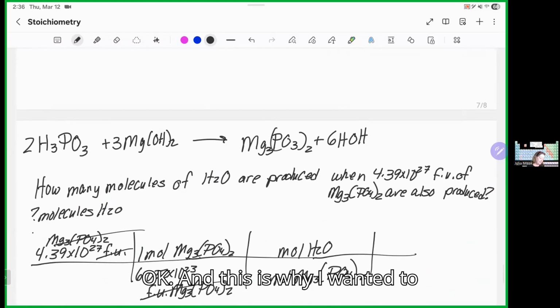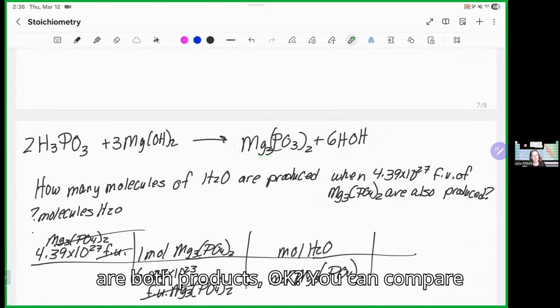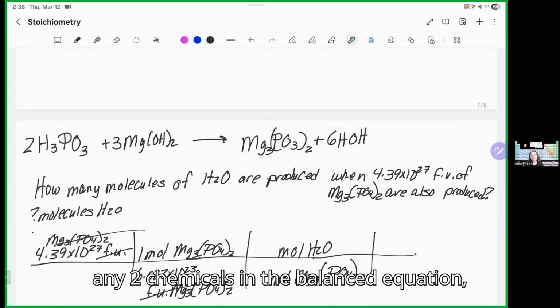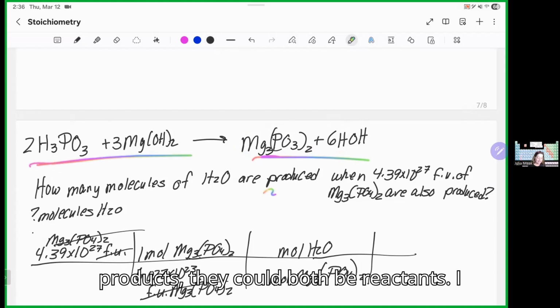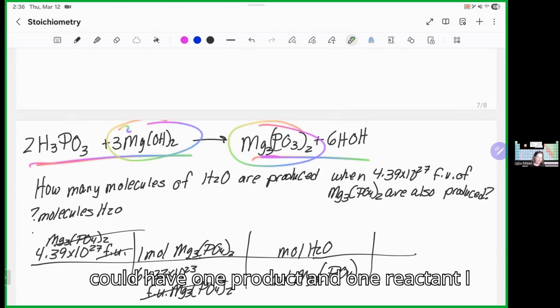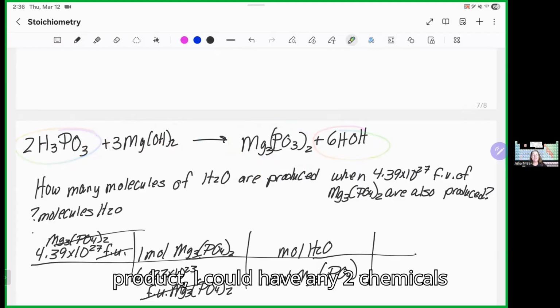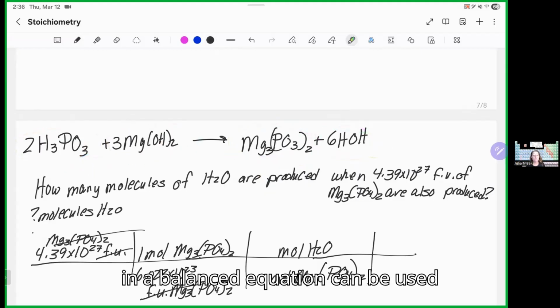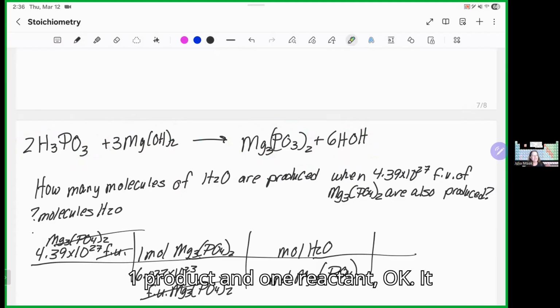Okay, and this is why I wanted to do it this way. As you see, these are both products. You can compare any two chemicals in a balanced equation, any two things. They can both be products. They could both be reactants. I could have one product and one reactant, or one reactant and the other product. Any two chemicals in a balanced equation can be used in stoichiometry. They don't have to be one product and one reactant, okay? It can be any two chemicals.